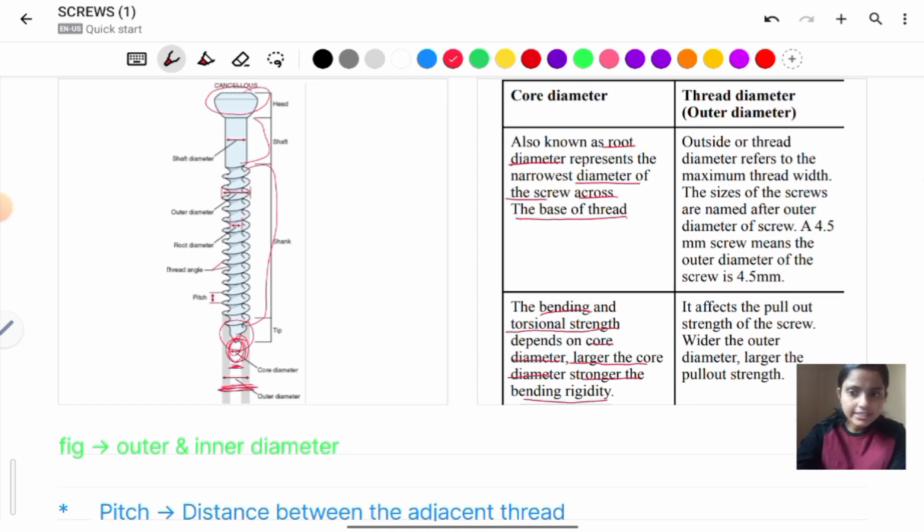Thread diameter, the outer thread diameter, refers to the maximum thread width. The size of the screw is named after the diameter of the screw. If the screw size is 4.5 mm, then its outer diameter is 4.5 mm. The outer diameter affects the pull-out strength of the screw. The wider the outer diameter, the larger the pull-out strength.